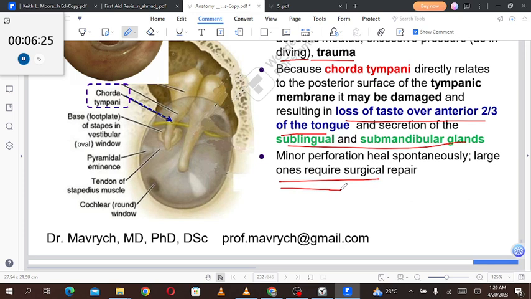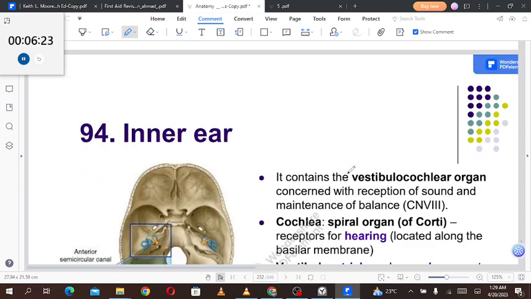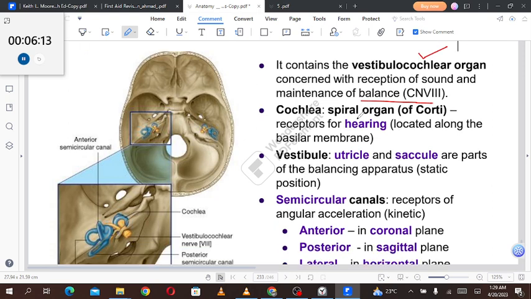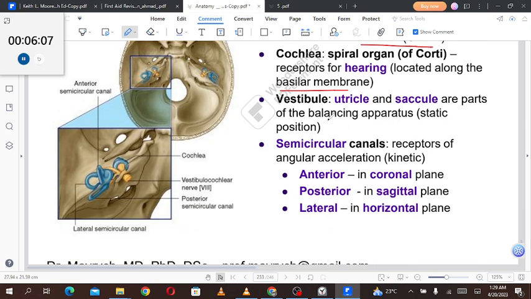Large ones require surgical repair. Then we have the inner ear. The inner ear contains the vestibulocochlear organ concerned with the reception of sound and the maintenance of balance, that is CN8. Cochlea, the spiral organ of hearing, is located along the basilar membrane. Vestibule, utricle and saccule are parts of the balancing apparatus, that is static position.